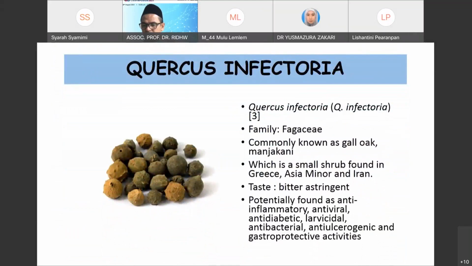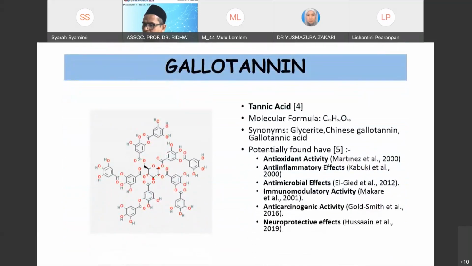The source of treatment we used in this study is Quercus infectoria, which we call Manjakani in Malaysia. It is a small shrub commonly found in Greece, Asia Minor, and Iran. It has been reported to have potential as anti-inflammatory, antiviral, antidiabetic, larvicidal, and more. Galantamine was found abundantly in Manjakani. Galantamine or tannic acid are commonly used in many studies to evaluate potential such as antioxidant activity, anti-inflammatory effects, antimicrobial effects, anti-carcinogenic activity, and neuroprotective effects. So we want to enhance its potential on neural stem cells to treat ischemic stroke.